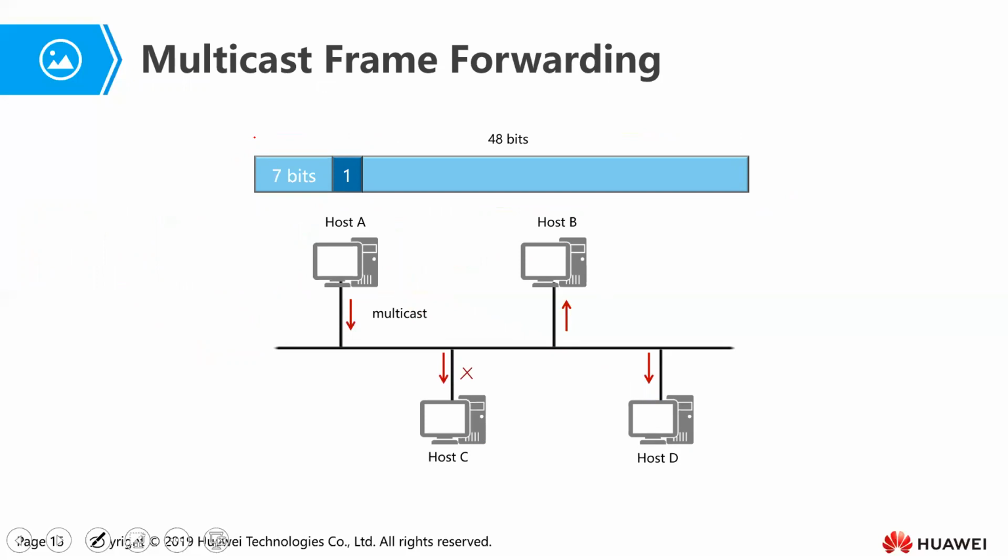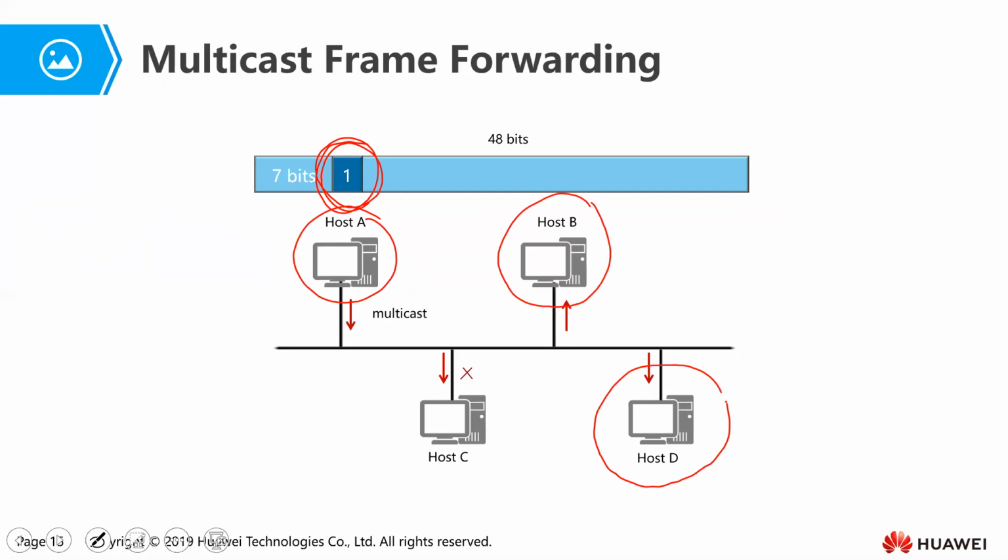The multicast is similar to the unicast, but here the bit number 8 is going to be equal to 1. So for multicast here, as you can see, Host A is the sender, and hosts B and D are part of the multicast network. For B and D to be part of the multicast network, they have to be manually configured.